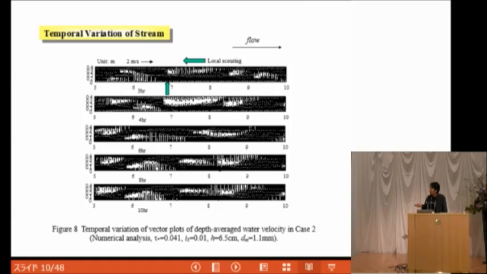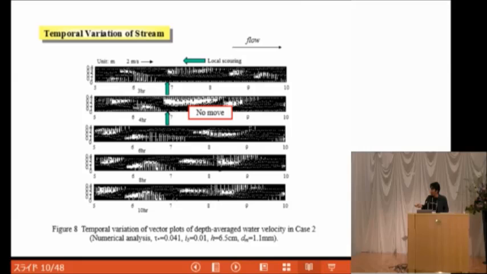And this green arrow indicates the location of the local scouring. So at 3 hours, local scouring is formed here, and after 1 hour, the location of the local scouring has not migrated to the downstream or the upstream. If this bed geometry were an alternate bar, the local scouring would migrate to the downstream at a constant rate. However, a dry bed area is formed here, so this is a kind of braided channel.